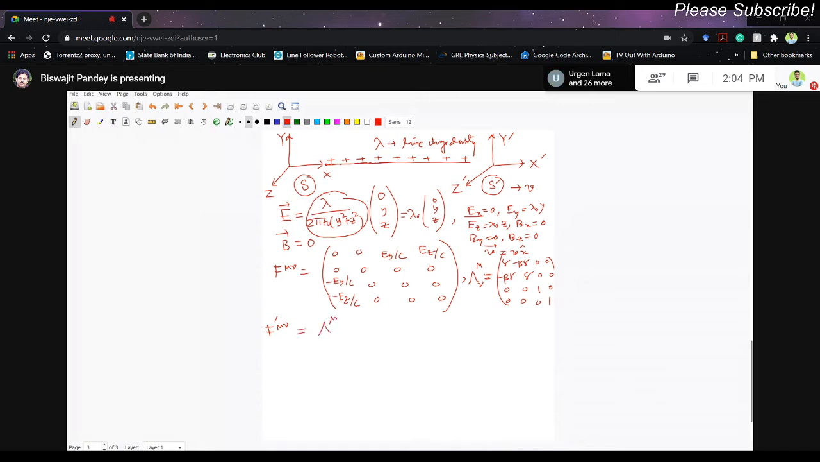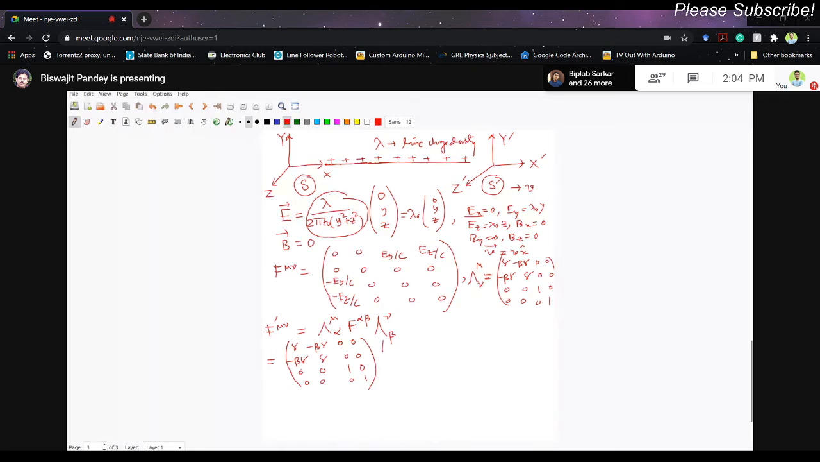Λ^μ_α F^{αβ} Λ^ν_β, right? Alpha beta, it's alpha alpha beta beta. So let us write down here, to make it easy to multiply: gamma, minus beta gamma, one, zero.